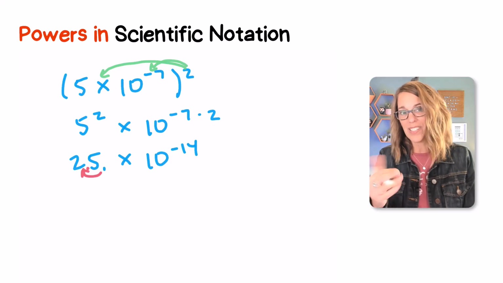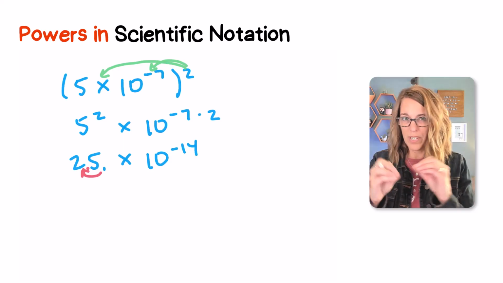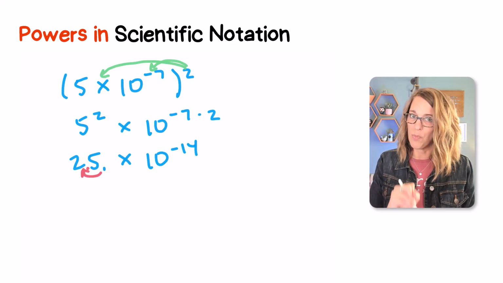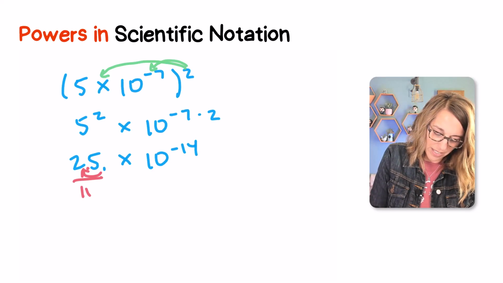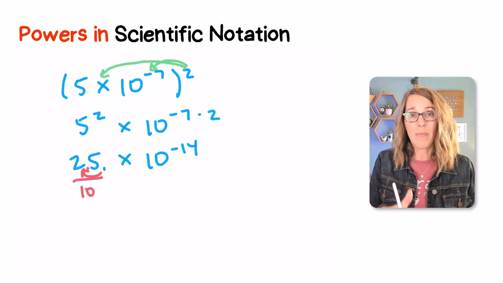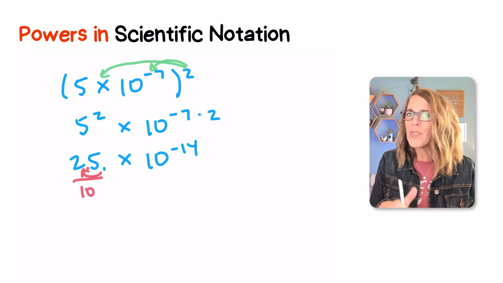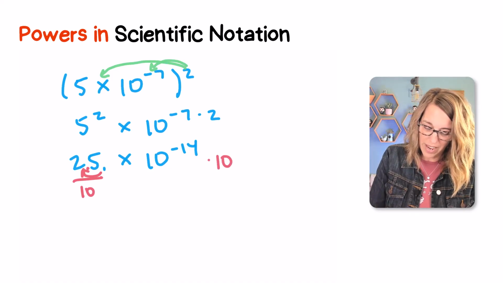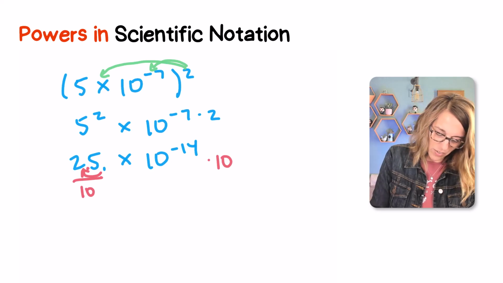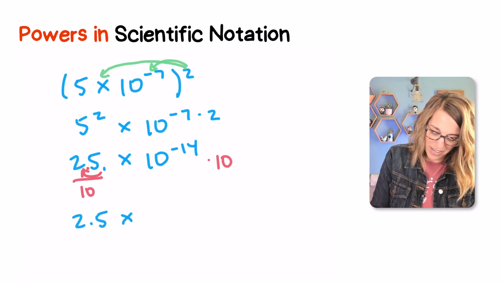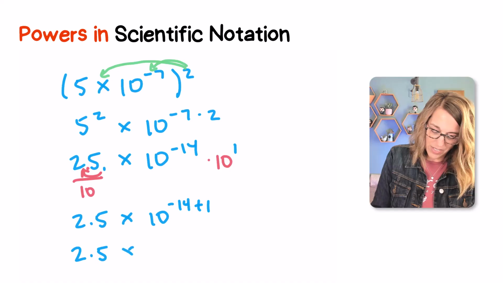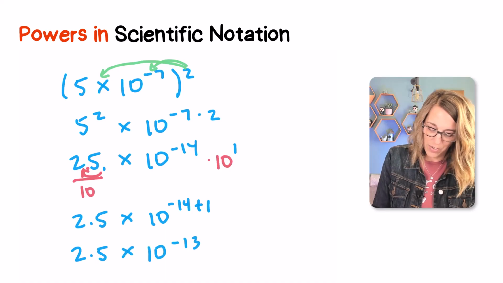Now there's a couple of different ways that you can think about this. I'm going to do this one super technically first. To get 25 to be instead 2.5, I would divide by a 10. And if I've divided the number by a 10, to keep this equal to the same answer, I can't just divide it by 10, but I can go over here and multiply by a 10. So we end up with 2.5 times 10 to the negative 14 plus 1. I get 2.5 times 10 to the negative 13th.